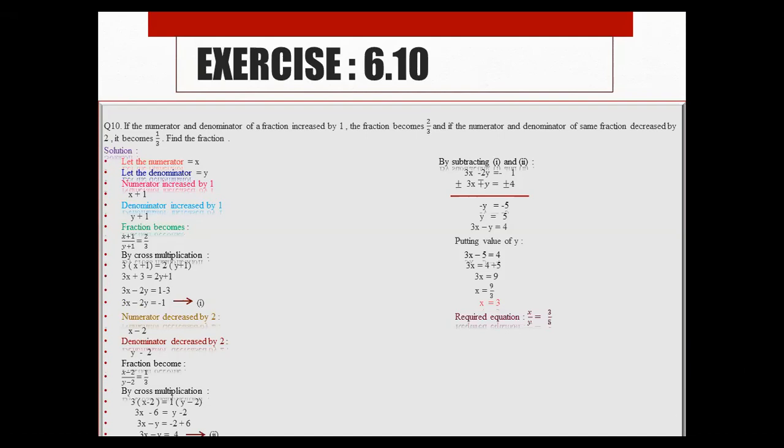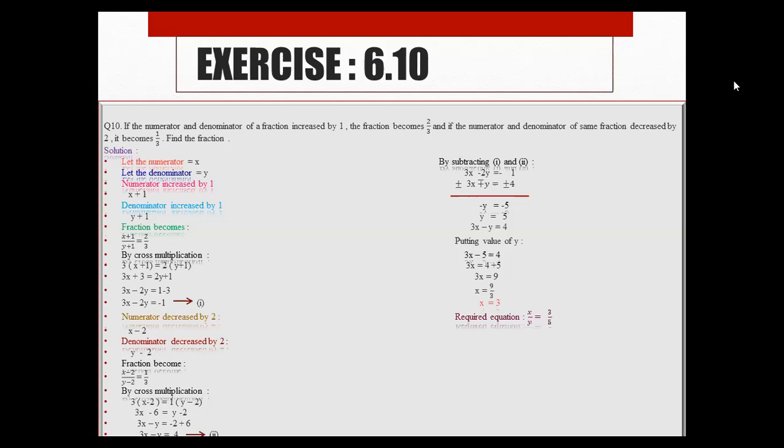Rearrange the terms. Write the variable on one side and the constant term on the other side. 3x minus y is equal to minus 2 plus 6, and the second equation becomes 3x minus y is equal to 4. Equation 1 is 3x minus 2y is equal to minus 1, and the second equation is 3x minus y is equal to 4. In both equations, the coefficients of x are the same. It means if we subtract these two equations, we can eliminate x and get the value of y directly.